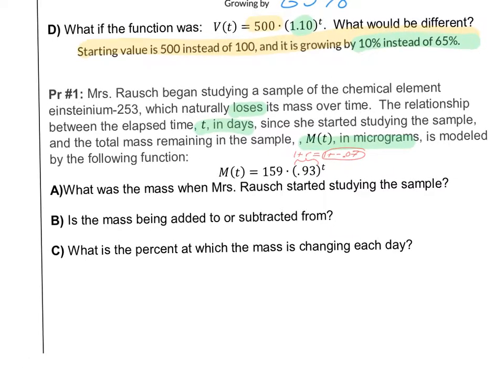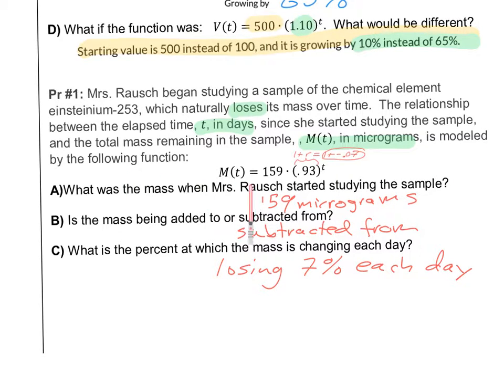Okay. So let's continue. It says, what was the mass when Miss Roush started studying the sample? That's easy. That's just this number out in front. You guys should be able to do that part. Part B is the mass being added to or subtracted from? We talked about that when we looked at the equation. We looked at the standard form. And part C, what is the percent at which the mass is changing each day? Okay, I think that you guys can do all this. I've kind of broken down the problem for you, but just give it a try. And then pause the video and check your answers when you're done.